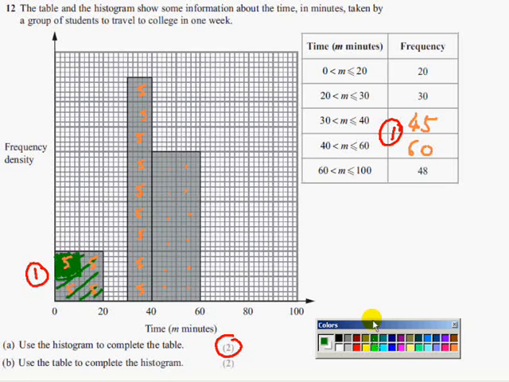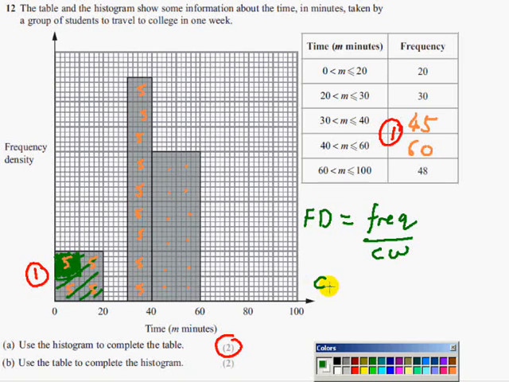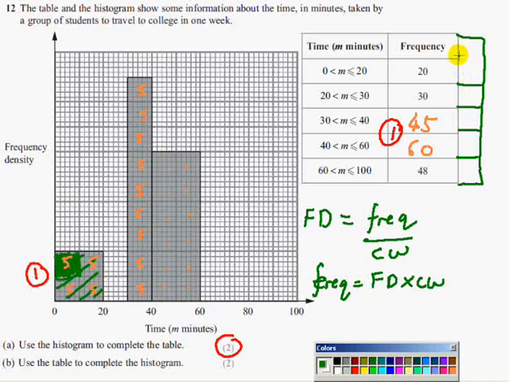Now two really useful formulas. Frequency density, I'm going to use the short abbreviation because I don't have much space, is equal to frequency divided by class width. And from that you can derive the formula: frequency will equal frequency density multiplied by class width. So you've got the class width. I'll extend that table. I'm just going to write in the class widths.